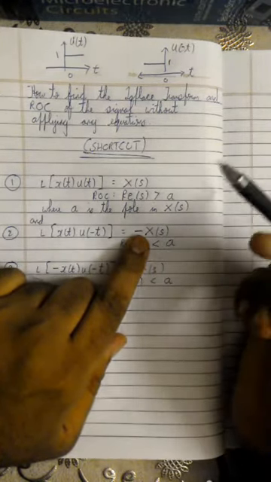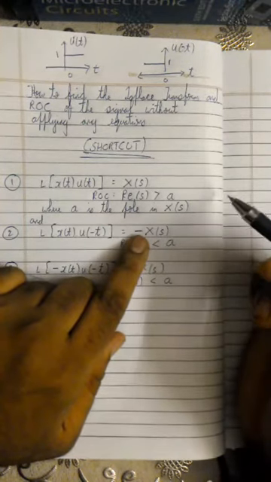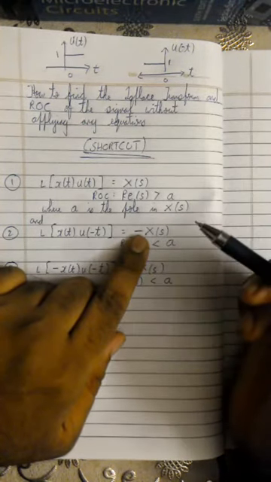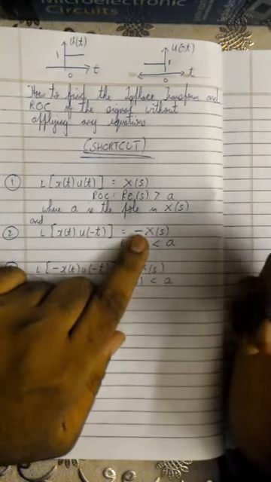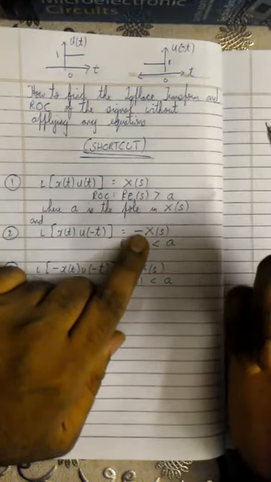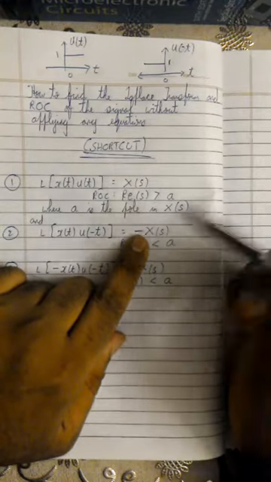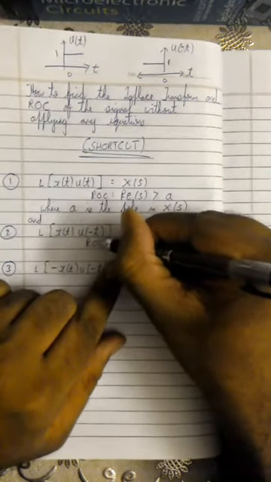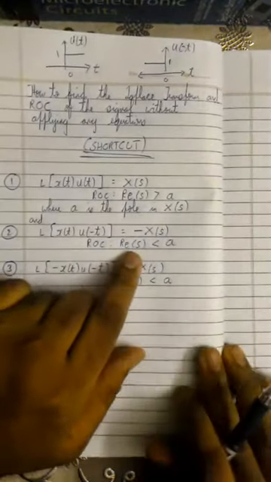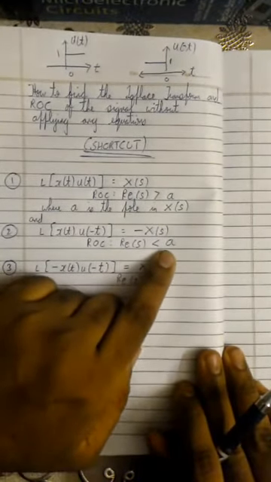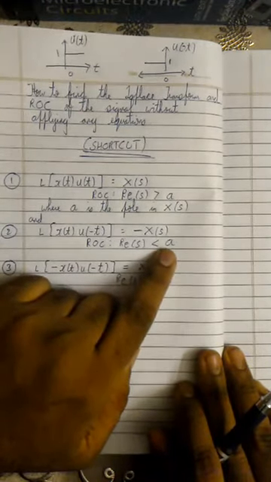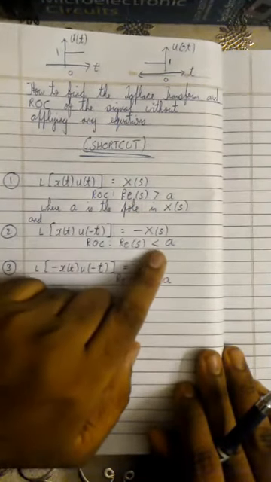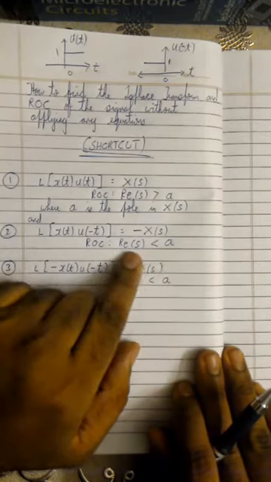Now how do you find the region of convergence? If you remember property number 5 of region of convergence, it states that if x of t is a left-sided signal, then your region of convergence is determined by the equation real part of s is less than a, where a is the pole of x of s. This is how we find the region of convergence.